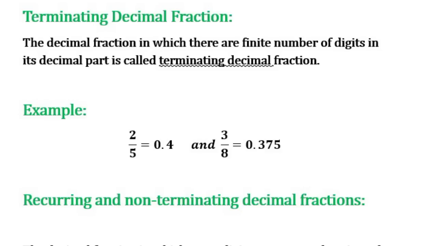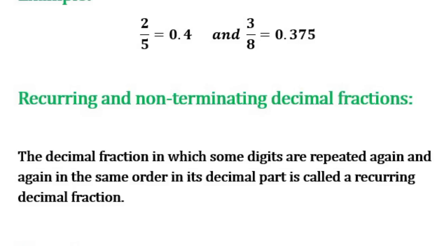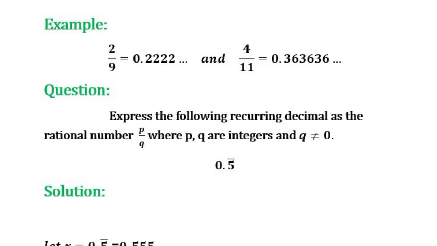Second definition: recurring and non-terminating decimal fractions. As is obvious, this is a decimal fraction which will not terminate at any point; it will continue. Let's see this in the example 2 by 9. By solving this we get 0.2222 continuing.